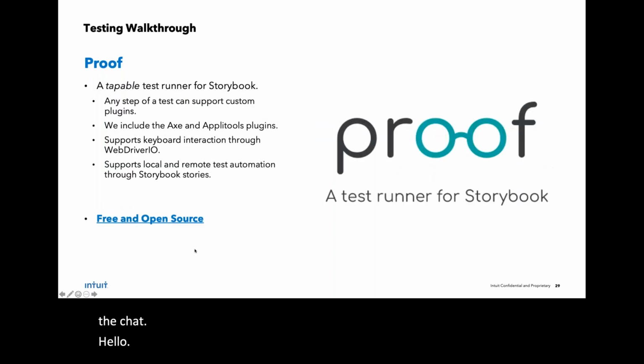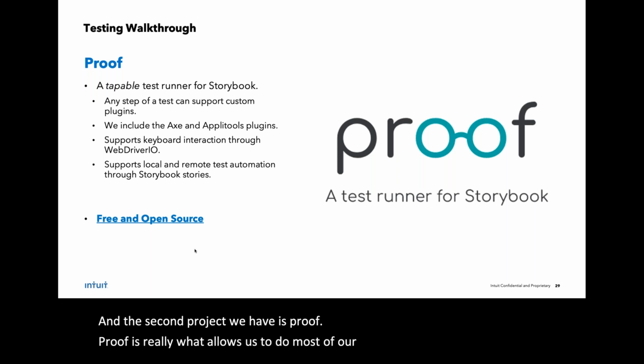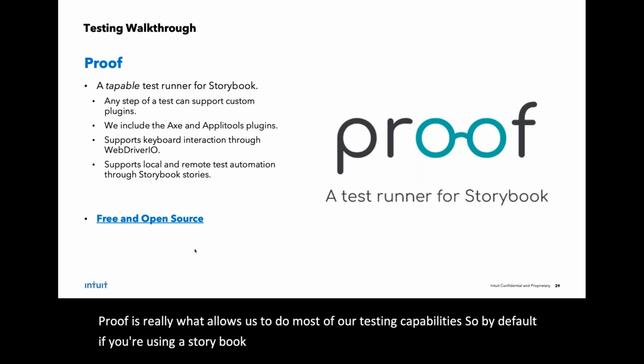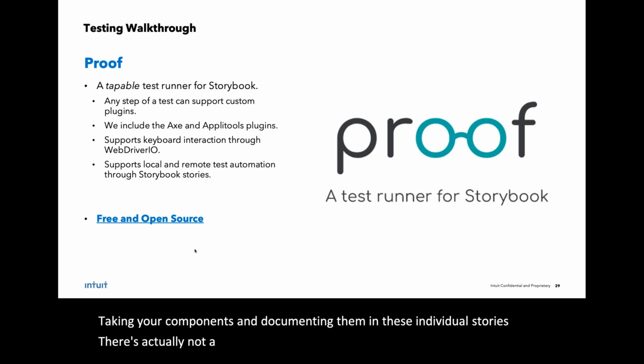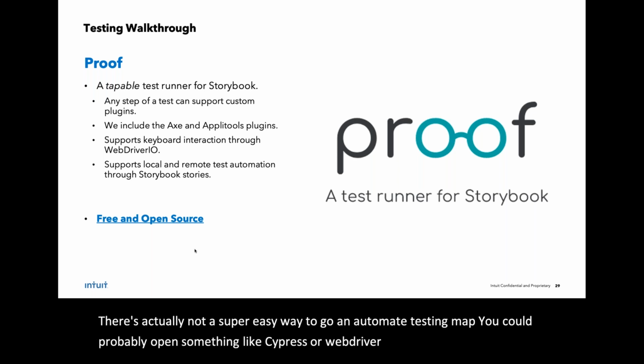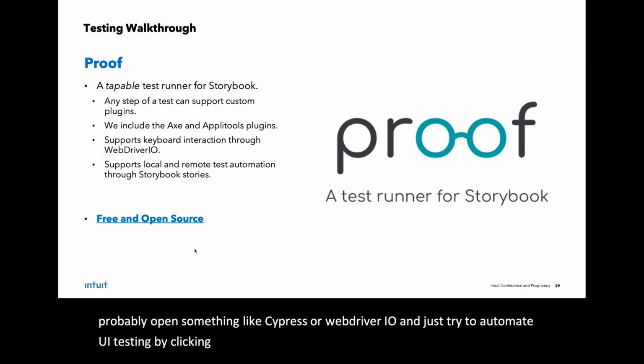And the second project we have is Proof. And Proof is really what allows us to do most of our testing capabilities. So by default, if you're using Storybook and you're taking your components and documenting them in these individual stories, there's actually not a super easy way to go and automate testing that. You could probably open something like Cypress or WebDriver IO and just try to automate UI testing by clicking around in the sidebar for Storybook, but that's really not ideal.